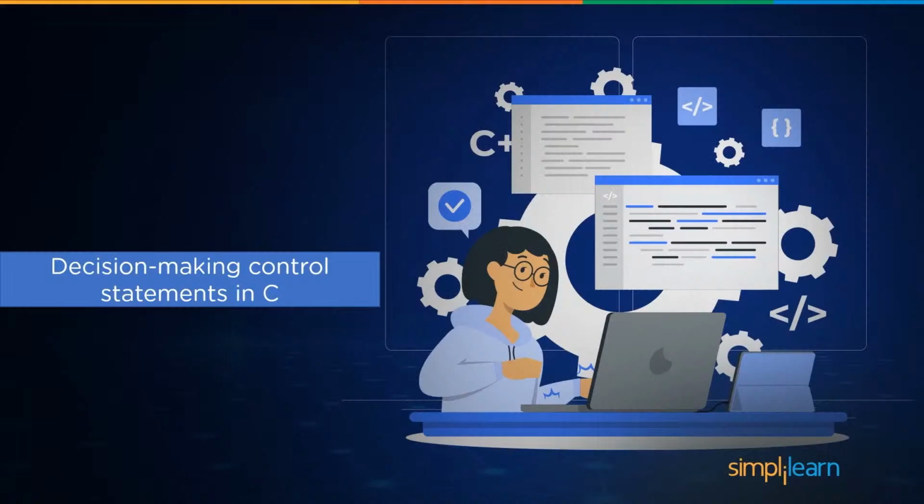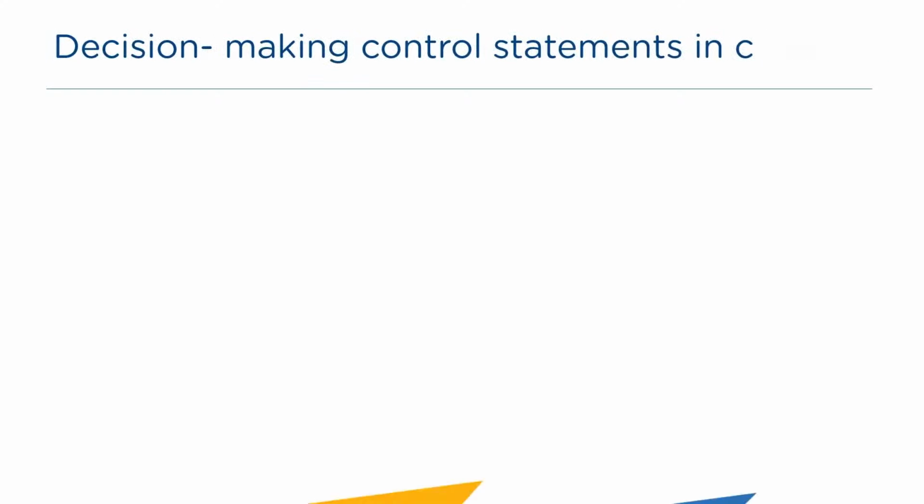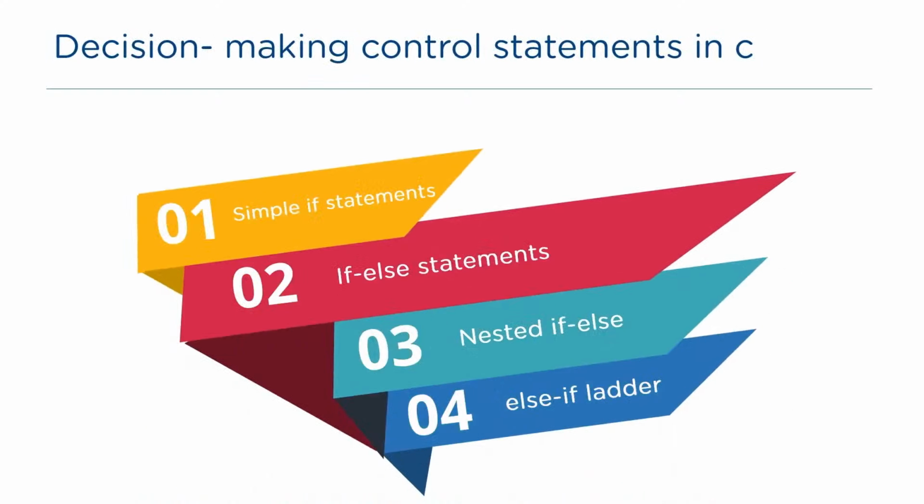First, let us understand all the decision-making control statements in depth. Decision-making control statements are simple if, if-else statements, nested if-else statements, and the else-if ladder. Let us go through them in detail.